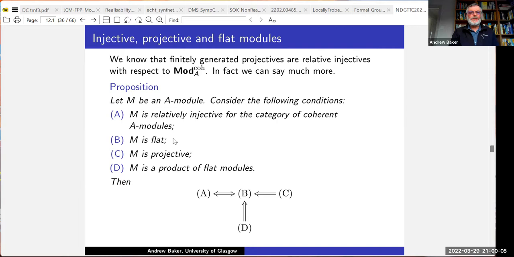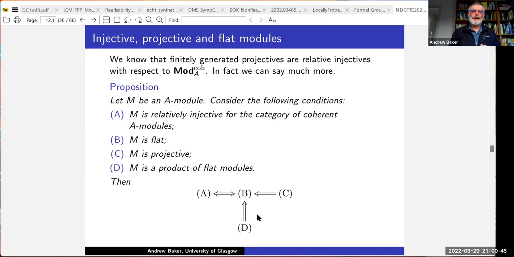Now, I should say that coherent rings have a very nice property. In fact, coherence itself for a ring is characterized by the requirement that products of flat modules are flat. That's a well-known, I think that's called Chase's theorem. So that's why I've put that in. So how are these related? Well, some of them are equivalent. D implies B. That's because of this coherence property, this Chase theorem. And so you get some equivalences and an implication.